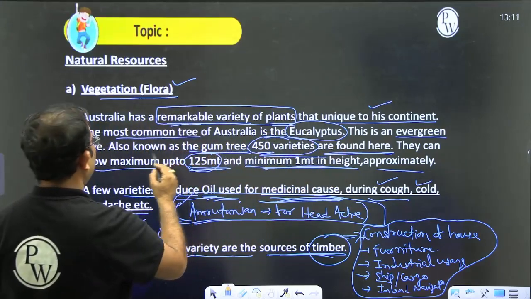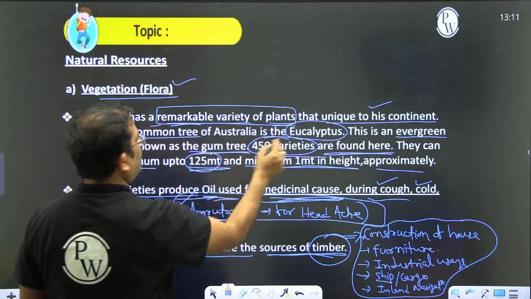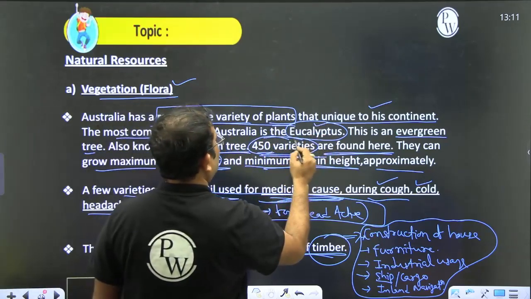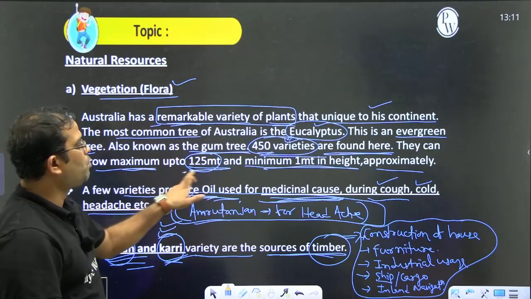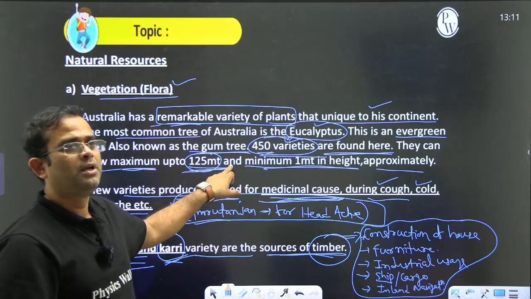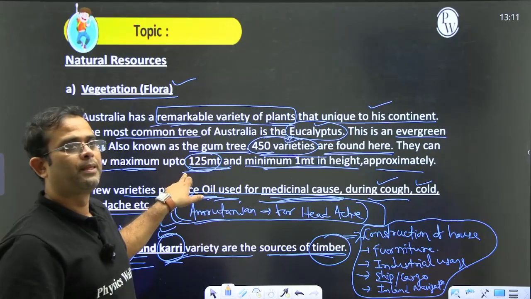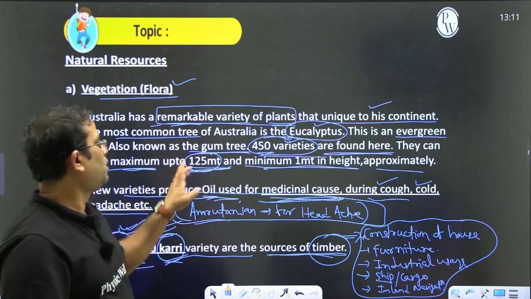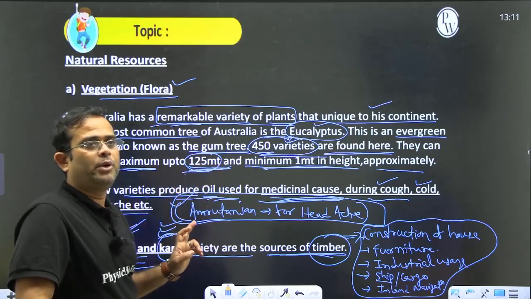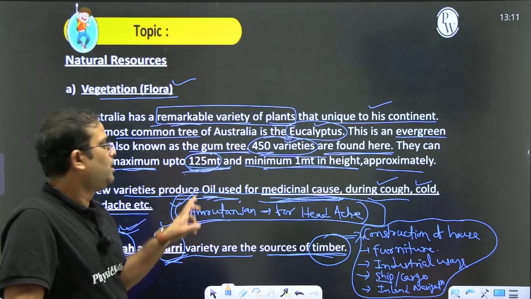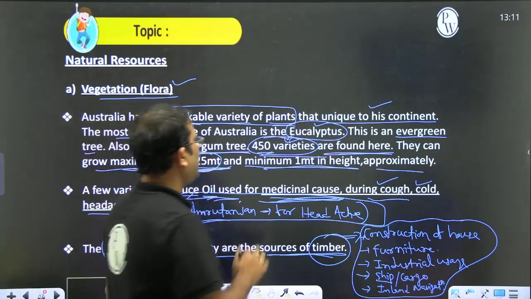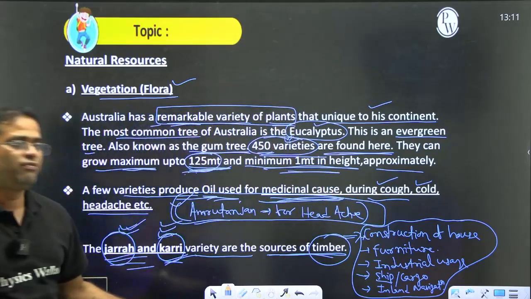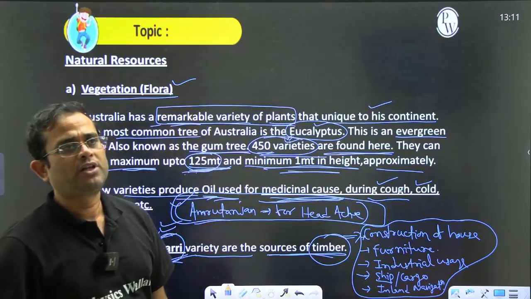Australia has a remarkable variety of plants and is a unique continent. The most common tree in Australia is the eucalyptus, with 450 varieties found here. They can grow to a maximum of 125 meters. One meter is equal to 3.3 feet, so that is approximately 450 feet, and a minimum of up to 1 meter, so from 3 feet up to 450 or 475 feet approximately.